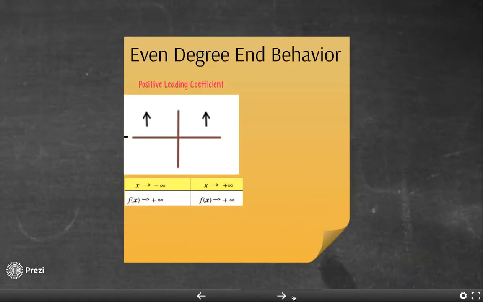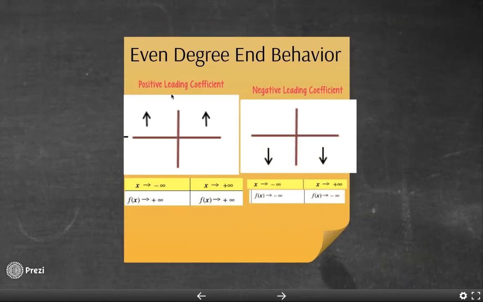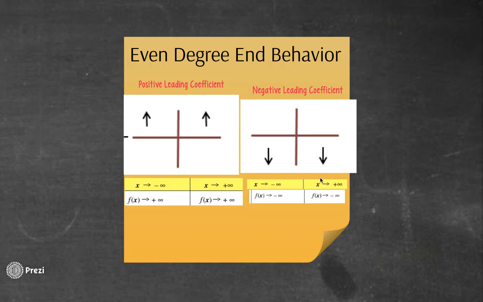So remember, with even degree, the arrows are pointing the same way. So they're either both pointing up or both pointing down. Now, the way that you know if the arrows are both up or both down is by your leading coefficient. Remember, the leading coefficient is the very first number you see if you write it in standard form. Or if it's not in standard form, you find the term with the highest exponent, and whatever the coefficient is of that term is your leading coefficient.